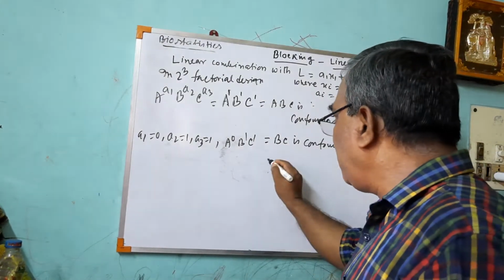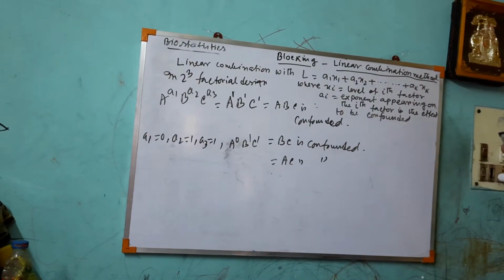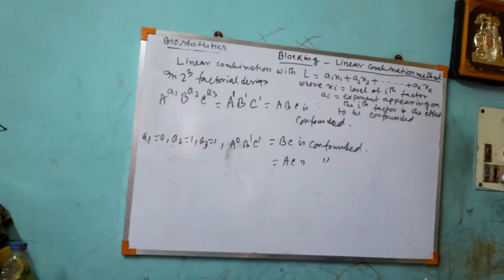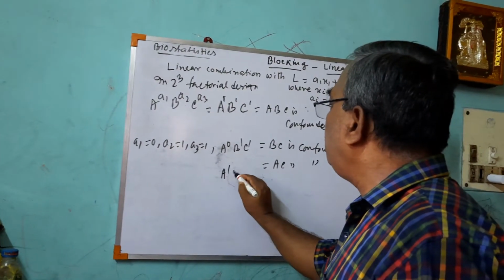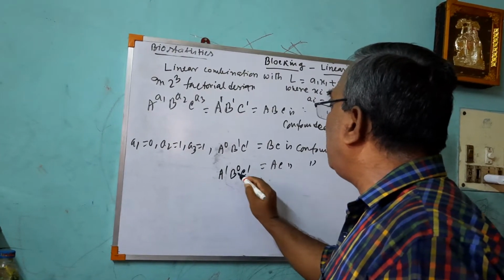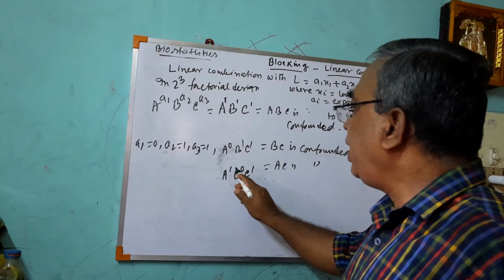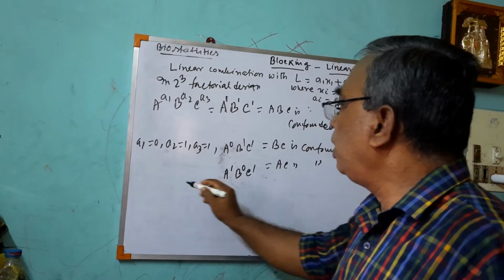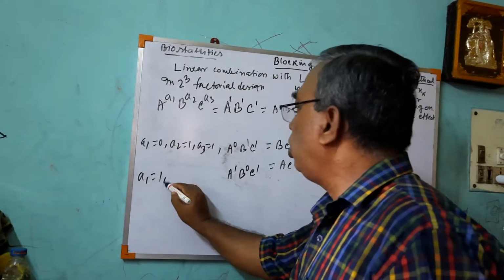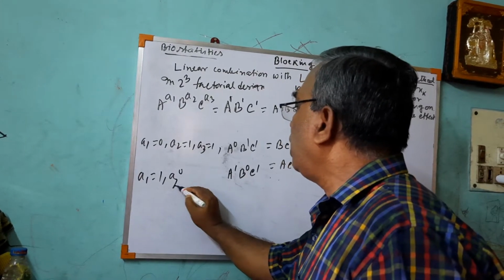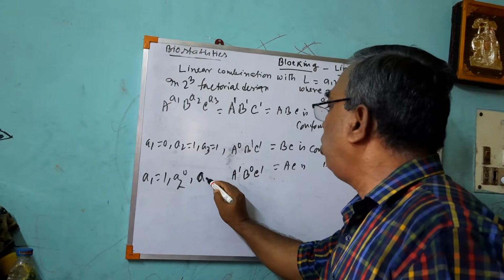So to get AC confounded, try to understand. To get AC, that means A to the power 1, B to the power 0, C to the power 1. In that case, we will keep the value A1 equal to 1, A2 equal to 0, and A3 equal to 1.